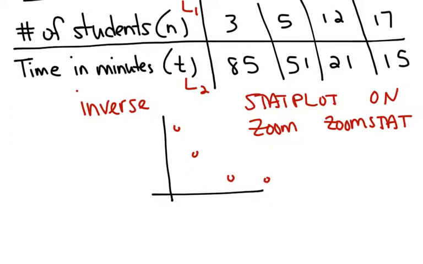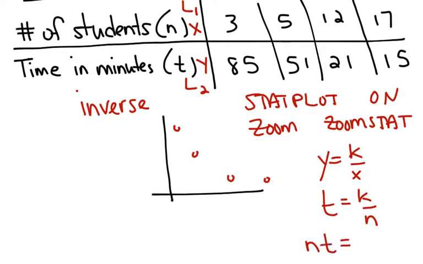So if it's inverse variation, it must be y is equal to k over x. Well, in this equation, we're not going to use x and y. They used n and t. N is the equivalent of your x, and t is the equivalent of your y. So t is equal to k over n. So in order to find the constant of variation, we're going to have to multiply our n's and t's. So I'm going to do that up in the actual table.